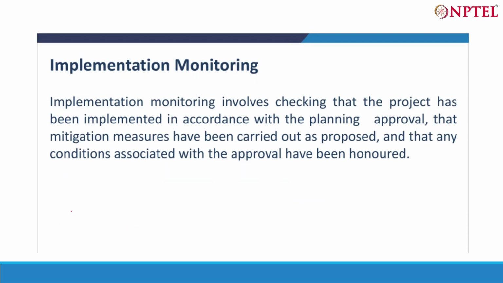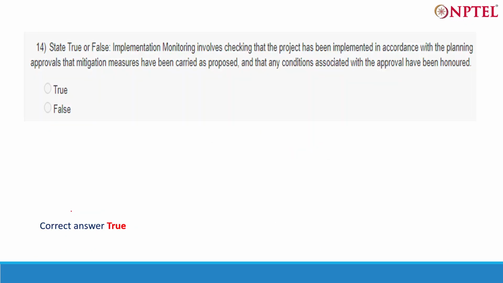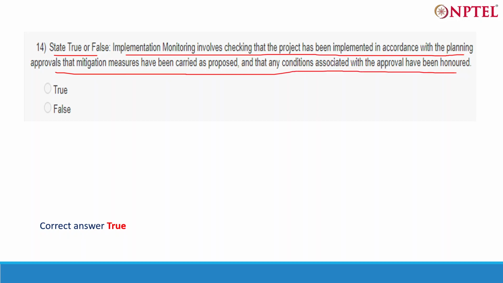Then I think this is the last question. You have to state true or false. Implementation monitoring involves checking that the project has been implemented in accordance with the planning approval, that mitigation measures have been carried out as proposed, and that any condition associated with the approval has been honored. So this statement is talking about implementation monitoring.